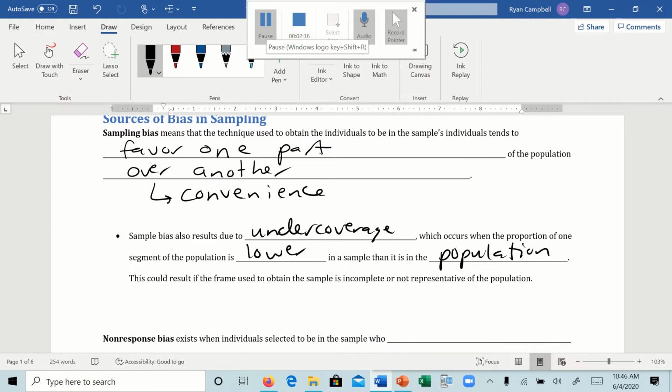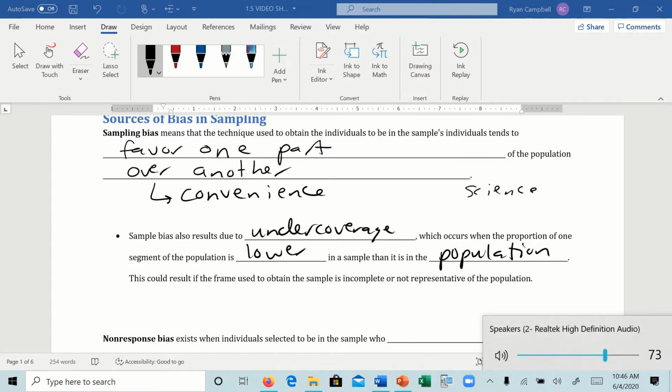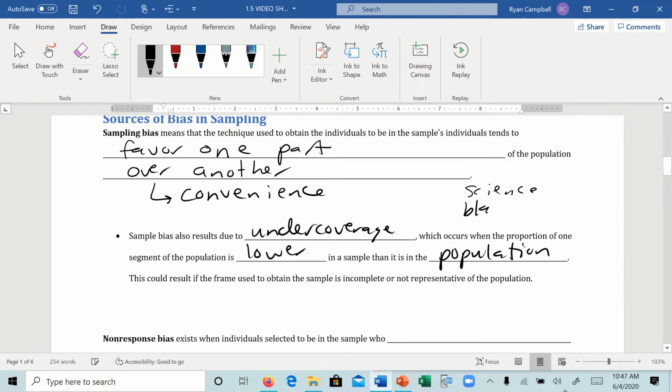So, things that actually occur. Science has a really bad problem with this. Historically, any sort of ethnicity, so Black Americans, women, Asian Americans, right? All these types of people, a lot of times when it comes to historically researching medical treatments or anything like that, these populations tend to be underutilized and undercovered. So there tends to be a lot more white males than there are any other types of people.